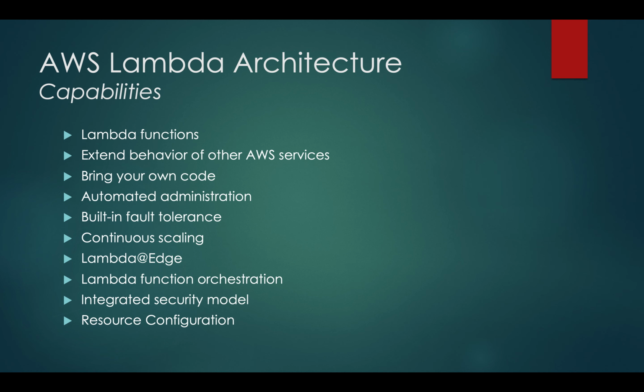Next is bring your own code. So there are actually several different ways, and we'll see this later on in the hands-on demo, that you can implement your Lambda function. The Lambda console provides a cloud IDE, so you can actually develop your Lambda function directly in the Lambda console, or you can develop it yourself on your own machine and upload your code and your Lambda function to the Lambda console. So you have two different ways to bring your own code.